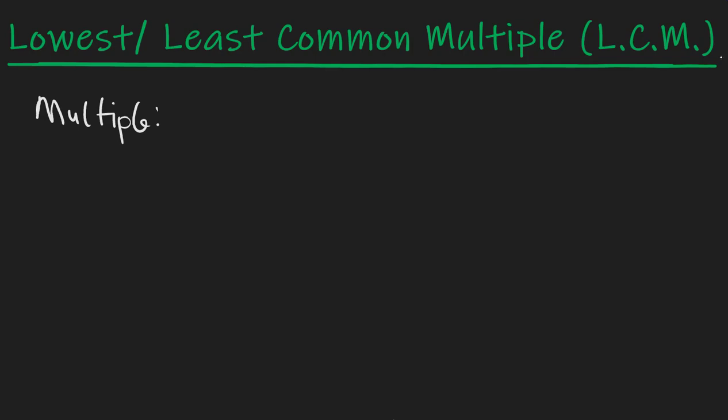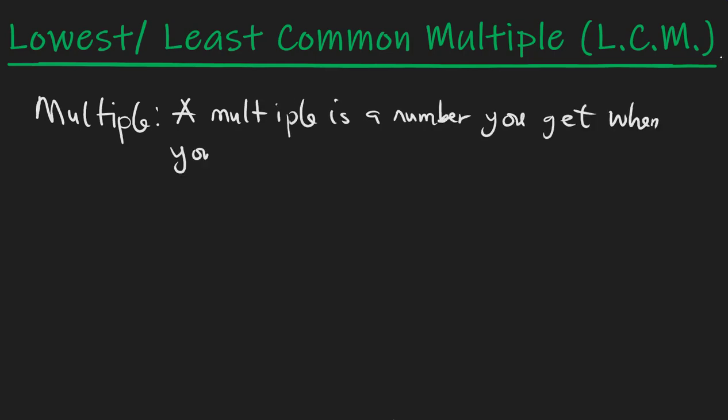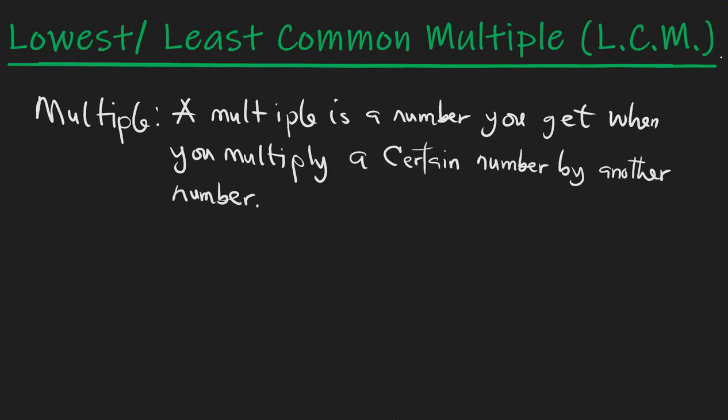So by the time you multiply two numbers together, you're going to get a result. That result is known as the multiple. For example, when we said 2 times 3, it's going to give us 6. So 6 is a multiple of 2, or 6 is a multiple of 3. Can you see? So let's define a multiple. A multiple is a number you get when you multiply a certain number by another number.